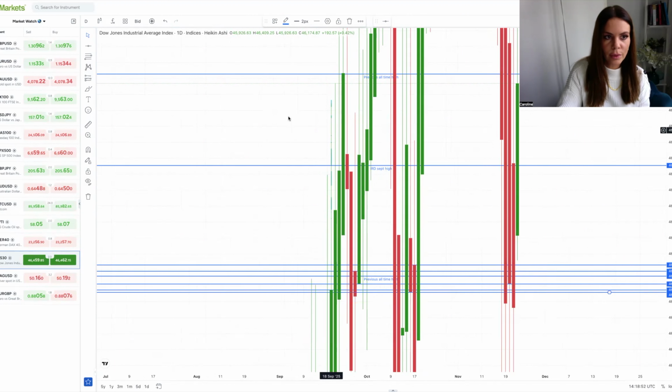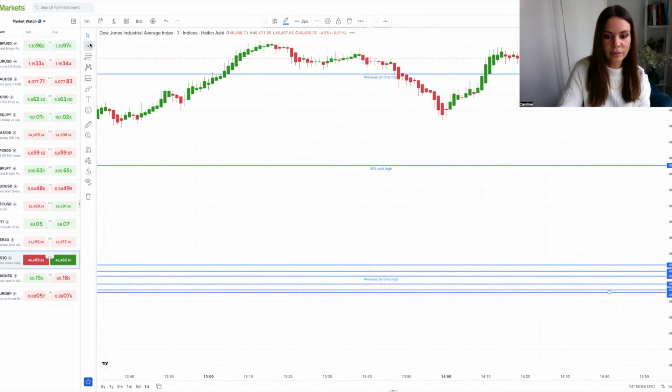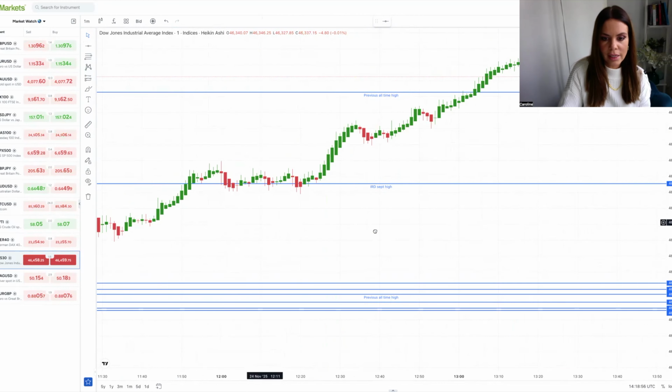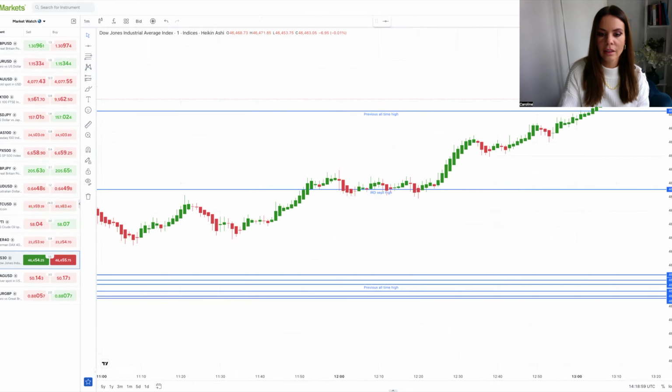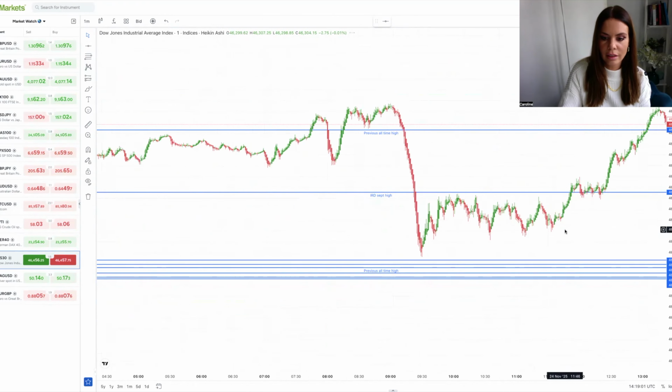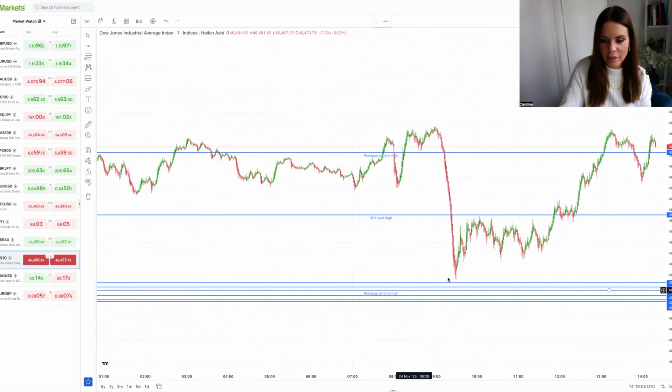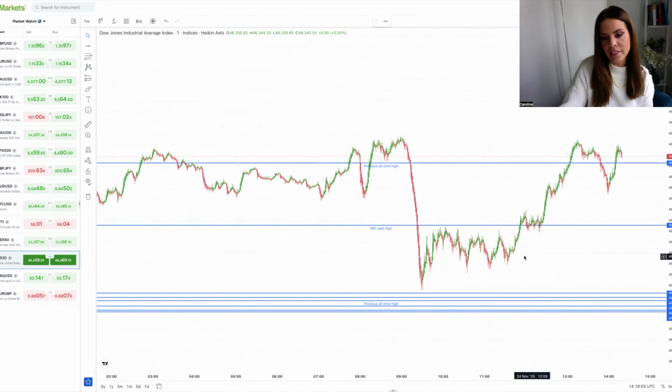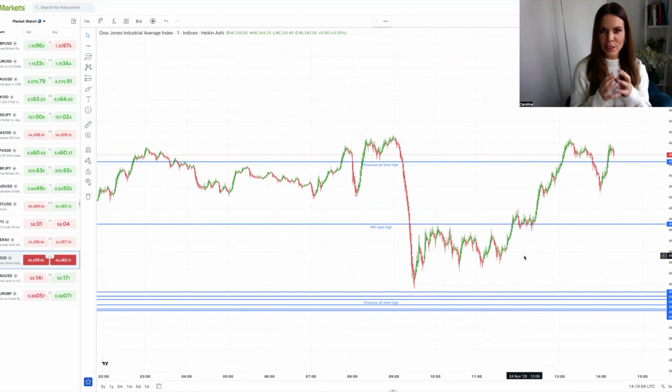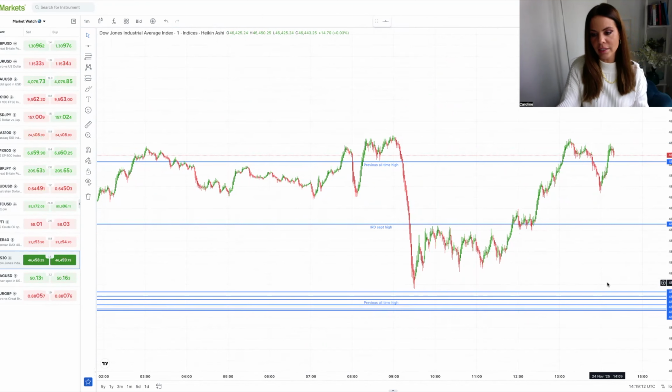So if we just go back to the 1 minute chart now, you can see that this cluster of levels down here has given us almost like a support level where the market has come to and reversed. So let's break this down.